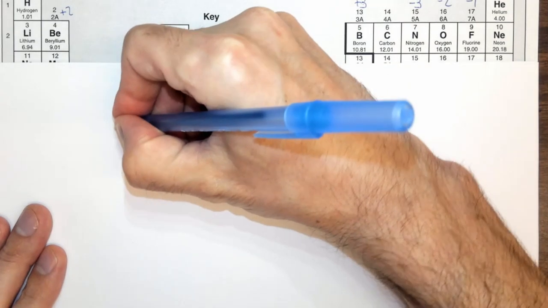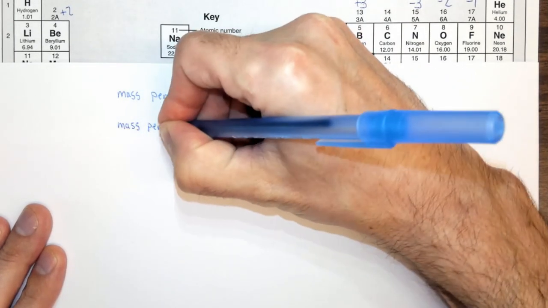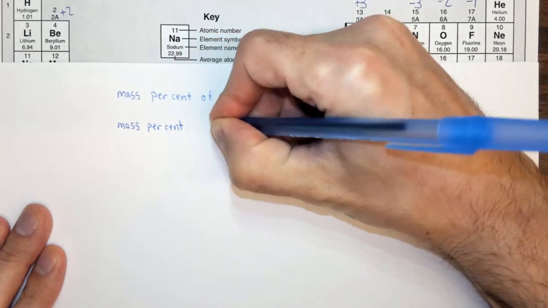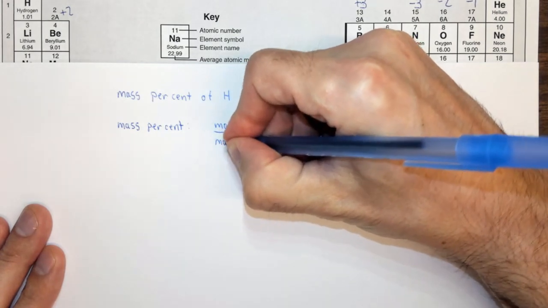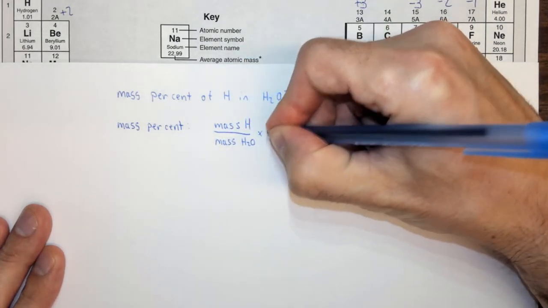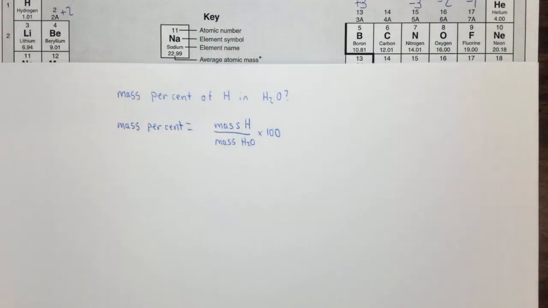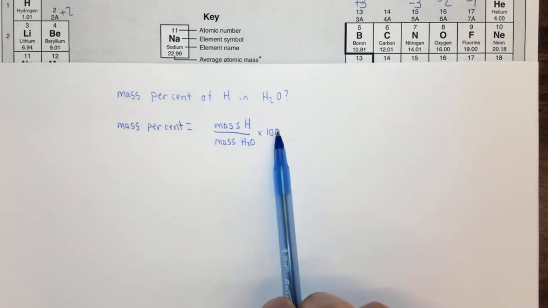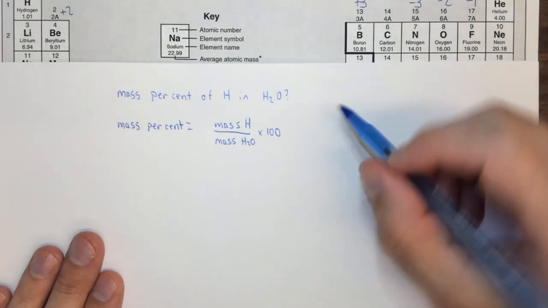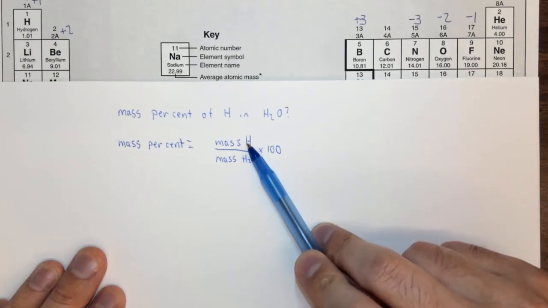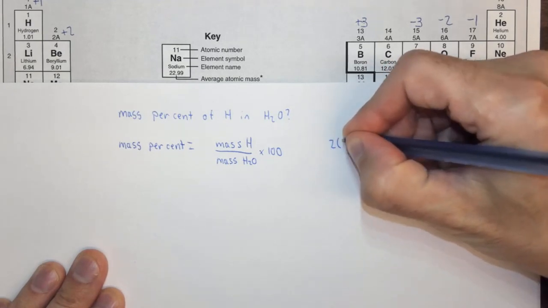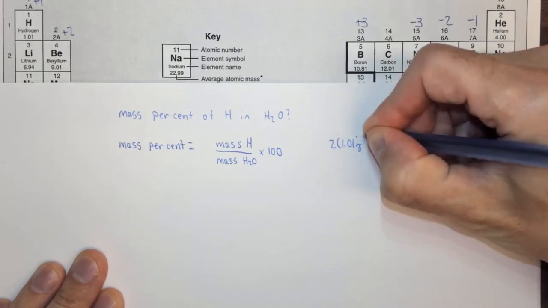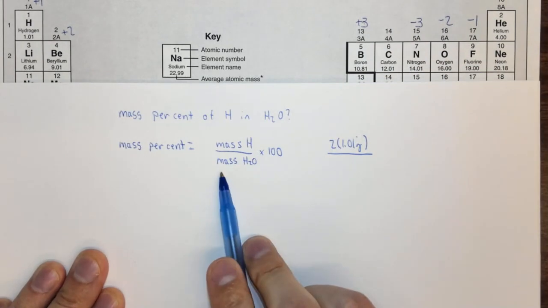So we're looking for the mass percent of hydrogen in water. And we need to know that the mass percent is the mass of the element, in this case hydrogen, over the mass of the compound, in this case water, times 100. So this is basically what the mass percent of hydrogen in water looks like. Now we're going to assume that we have 1 mole of water. So if we have 1 mole of water, the mass of hydrogen is going to be 2 times its molar mass. So in this case, 2 times 1.01 grams, divided by the total molar mass of water.